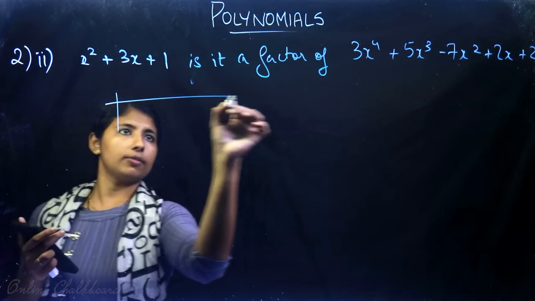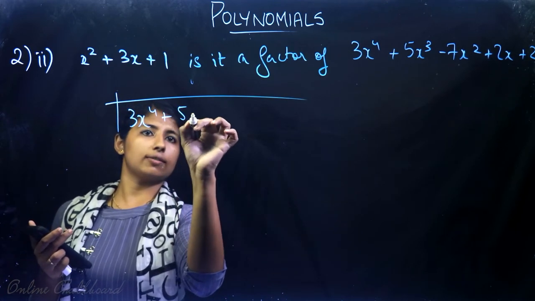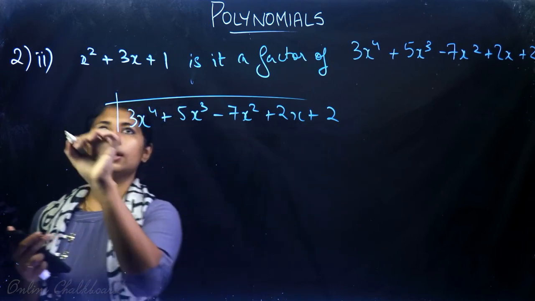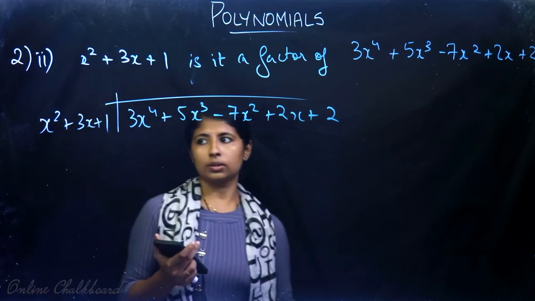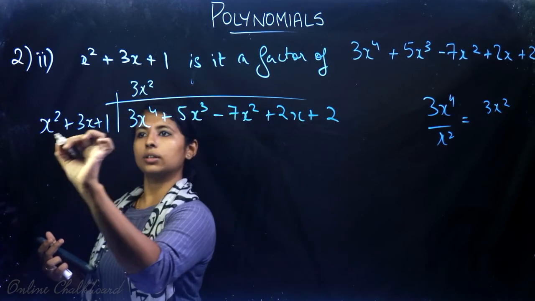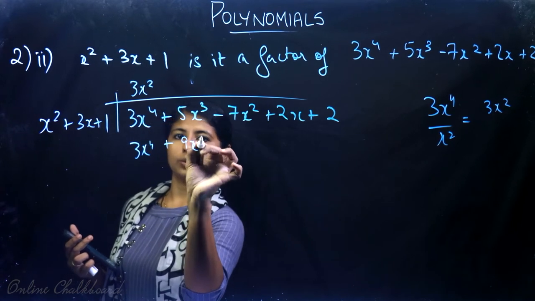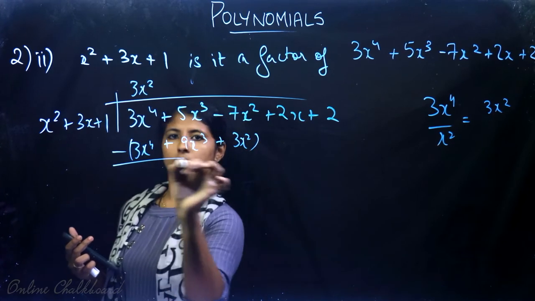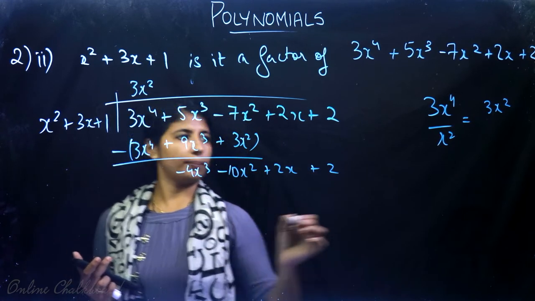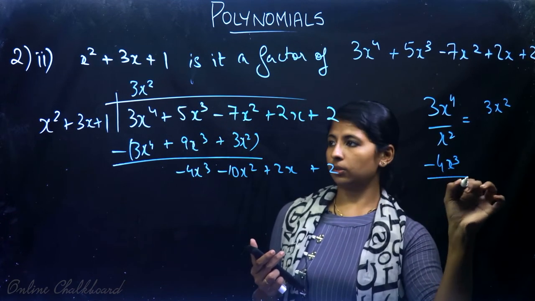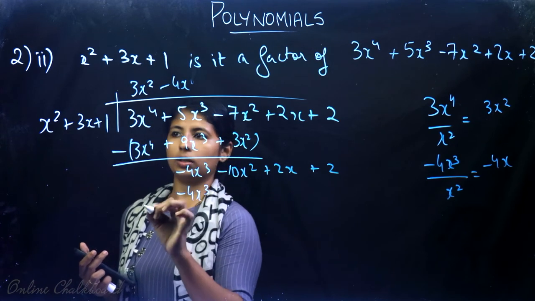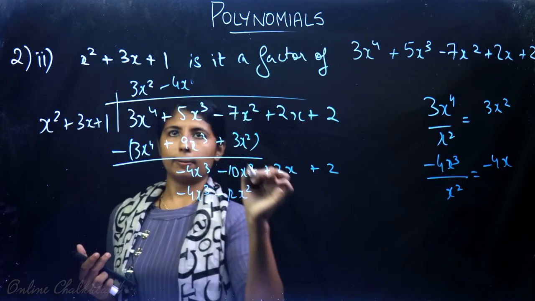Just divide and check whether we are getting 0. First we need to check whether it's arranged in descending order, and every power is present: it's 4, 3, 2, 1, 0. Divide by x square plus 3x plus 1. Now 3x raised to 4 divided by x square gives 3x square. 3x square times the divisor is 3x raised to 4 plus 9x cube plus 3x square. Subtracting gives minus 4x cube minus 10x square plus 2x plus 2. Then minus 4x cube divided by x square, I'll get minus 4x. Minus 4x times the divisor is minus 4x cube minus 12x square minus 4x.